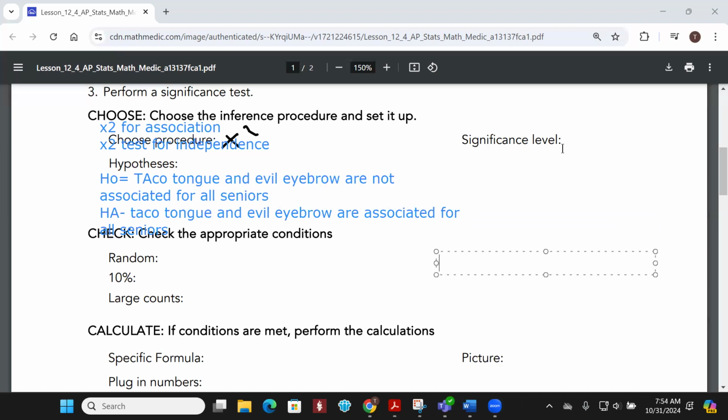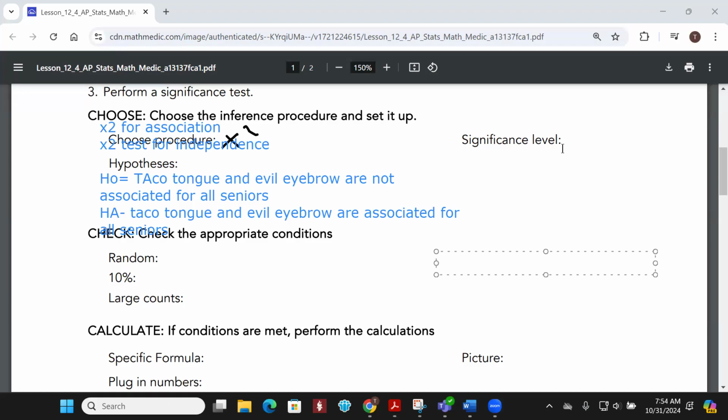All right. Your significance level is still 0.05. It's always going to be 0.05 until somebody tells you otherwise. So which one of these statements is null or alternative? What do we put for procedure? Chi-squared test for association. Chi-squared test for independence. So which one is independent? Which one's not independent?